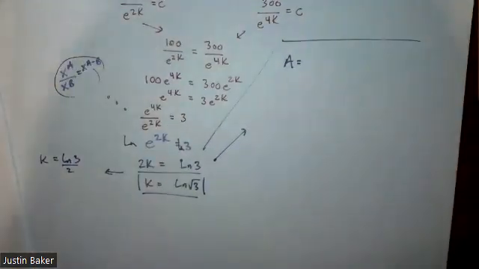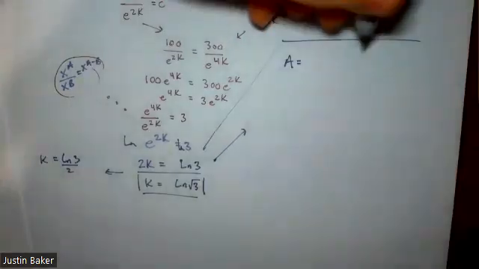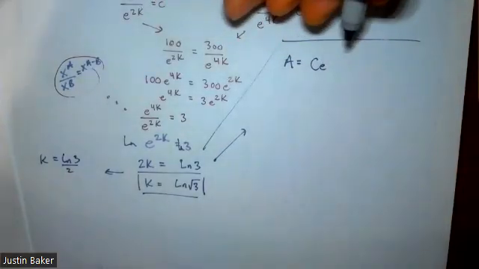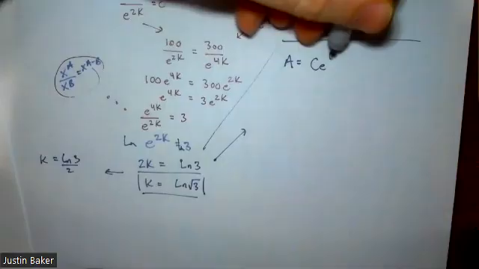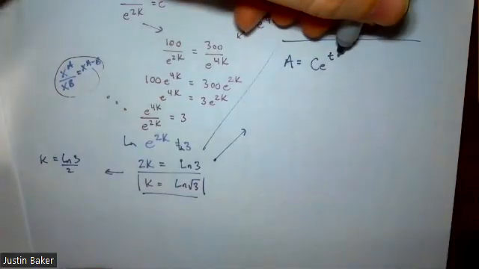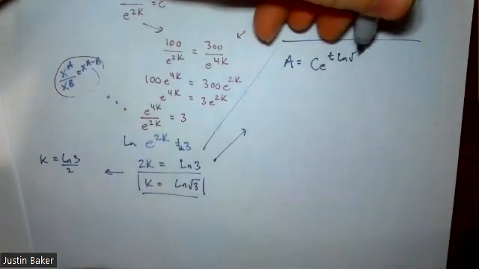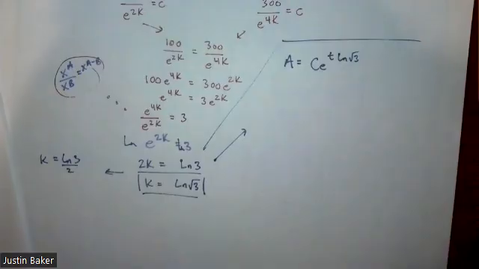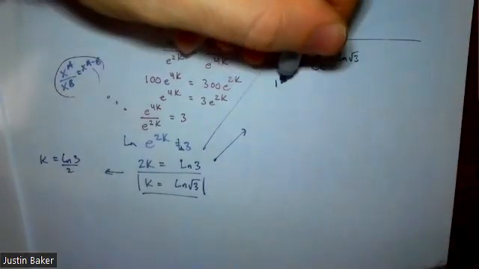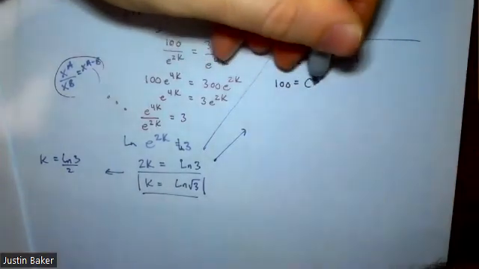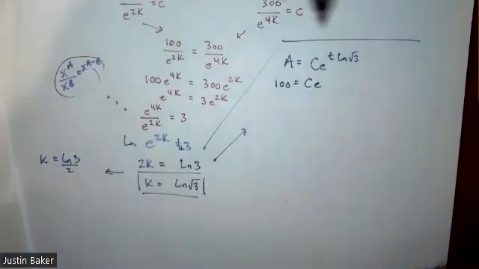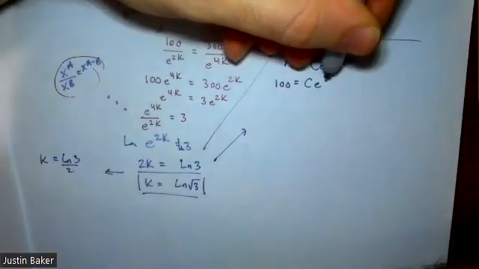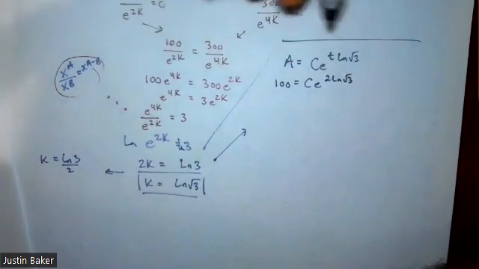Okay, so where does that take us to? A is equal to C e to the kt. So I'll put the t out front here, and because we know k is going to be natural log radical 3. So now we can go through and grab the first ordered pair of amount is 100, Ce, and this is going to be when t is 2. So 2 natural log root 3.